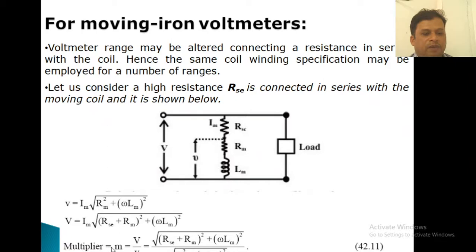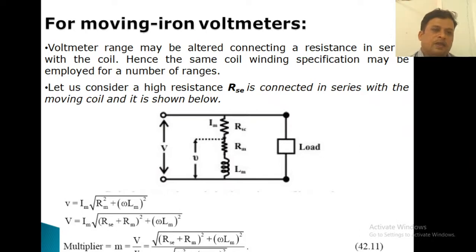Now the multiplying factor m is equal to capital V by small v. Why is this capital V? Capital V is the voltage after adding this particular series resistance, and small v means before adding the series resistance. So capital V by small v gives the equation: square root of (Rsc plus Rm) whole square plus omega Lm square, divided by square root of Rm square plus omega Lm square.